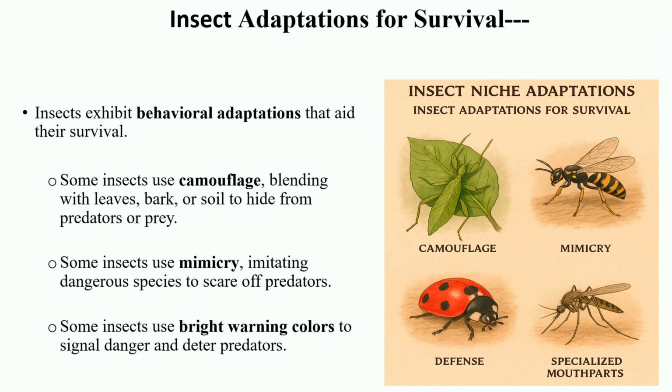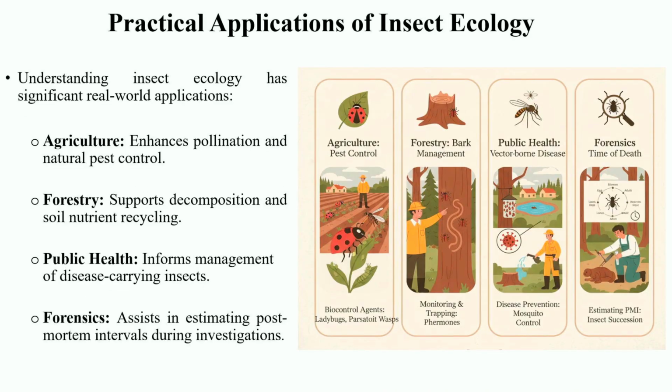Insects also exhibit behavioral adaptations. Some insects use camouflage, blending with leaves, bark, or soil to hide themselves from predators or prey. Some insects use mimicry, imitating dangerous species to scare off predators. Some insects use bright warning colors to signal danger and deter predators.